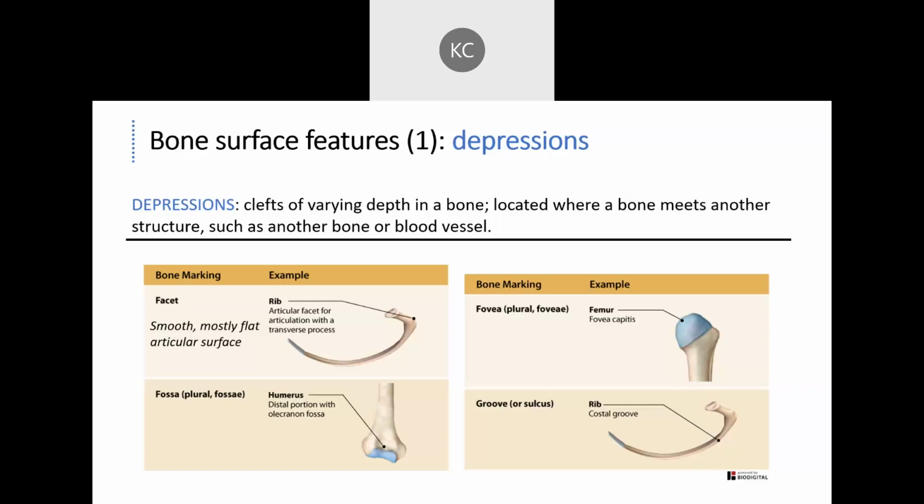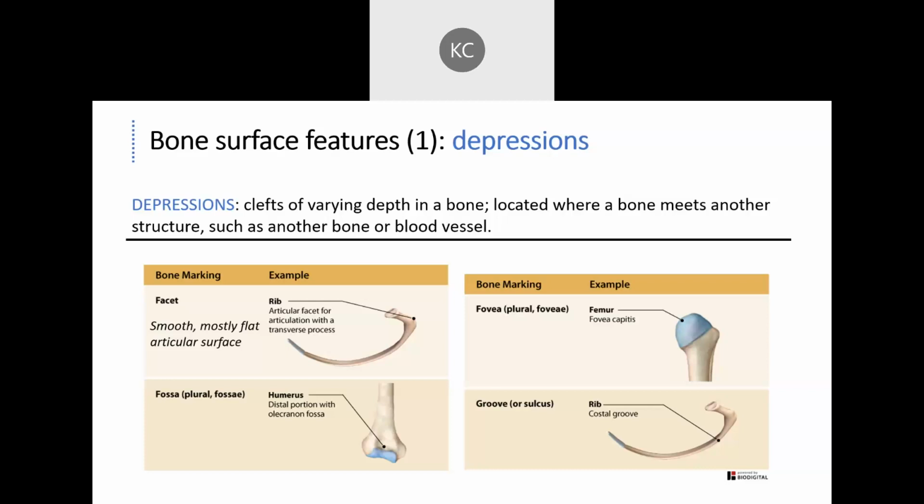All right, so welcome back. So this is part two. In part two, now we're going to look at some different surface features of some of the bones, and this part here will be helpful when we get to the latter part of the lecture, in which we're looking at specific bones and specific markings on those bones.